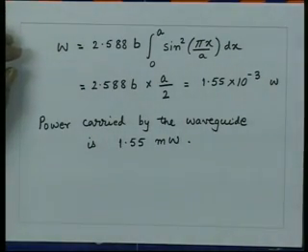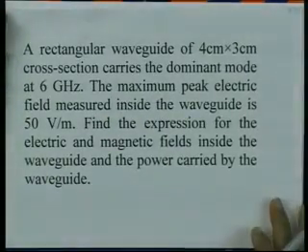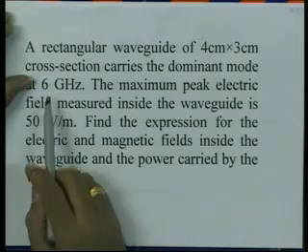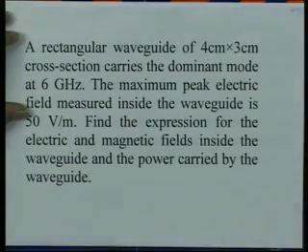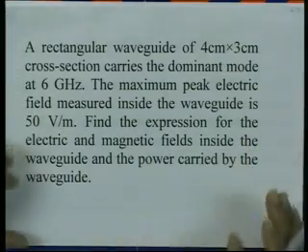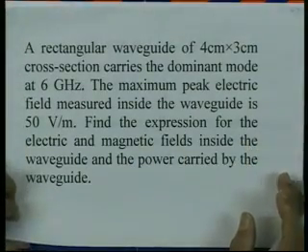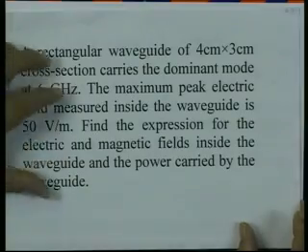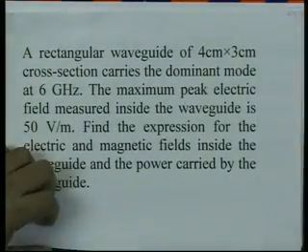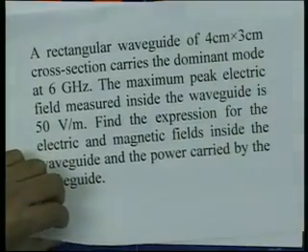So, see what we have done in this problem. The waveguide cross section was given, the frequency of operation is given, and the maximum peak electric field is given, and then from here we are supposed to find out what is the power flow inside the waveguide. So, first we calculate the fields, and for the T10 mode, the dominant mode, the fields have components Ey, Hx and Hz.